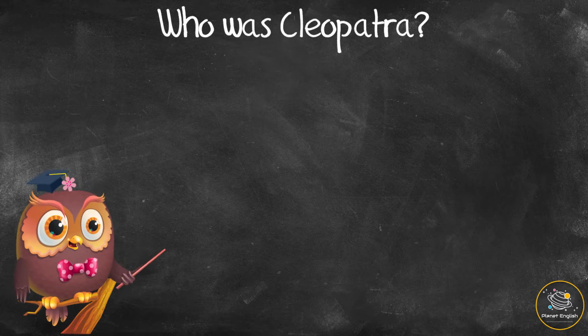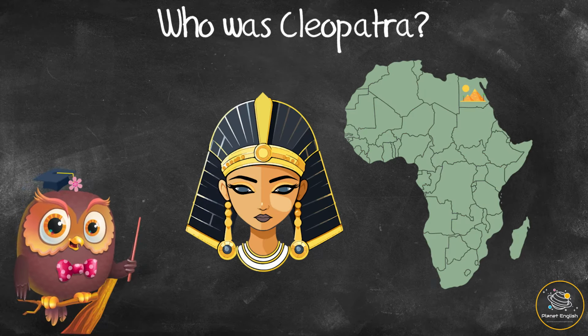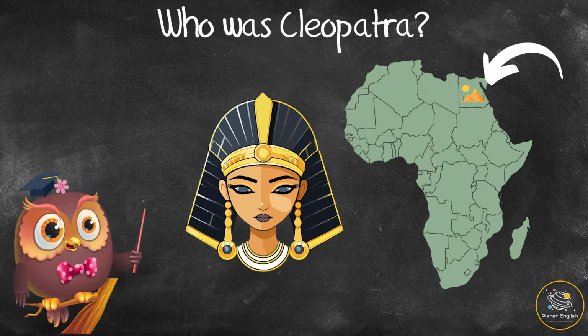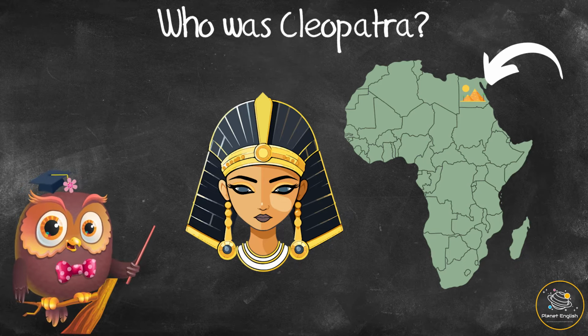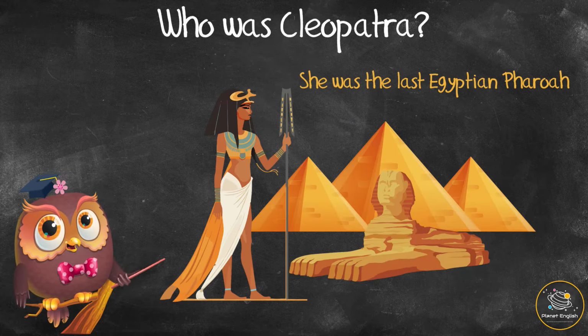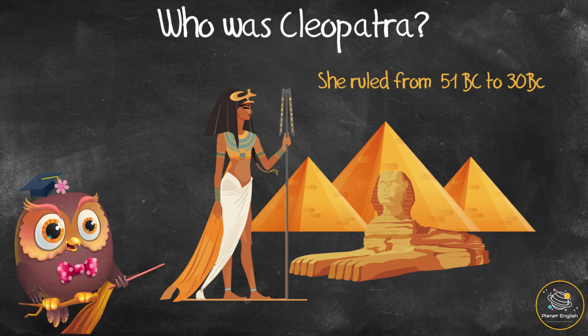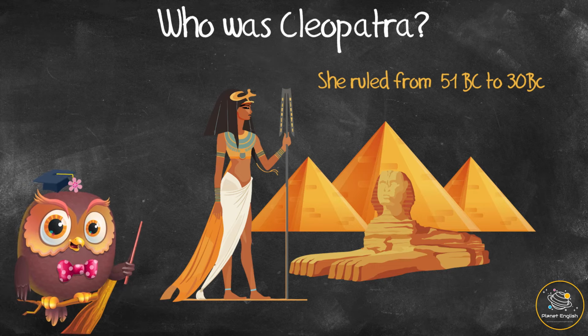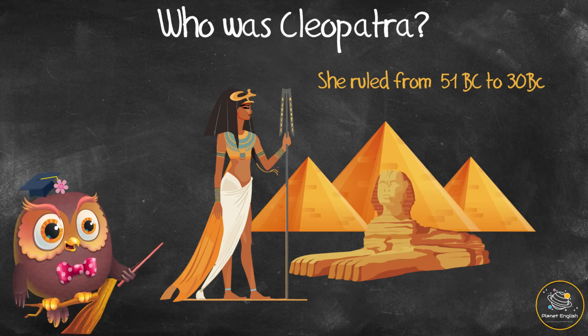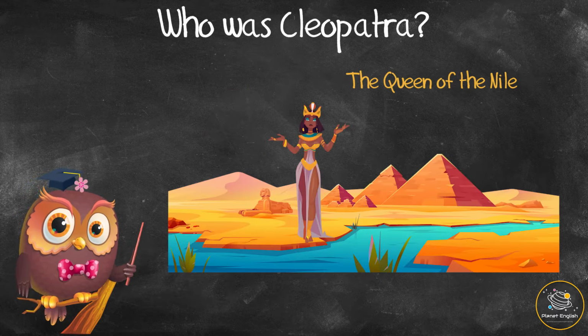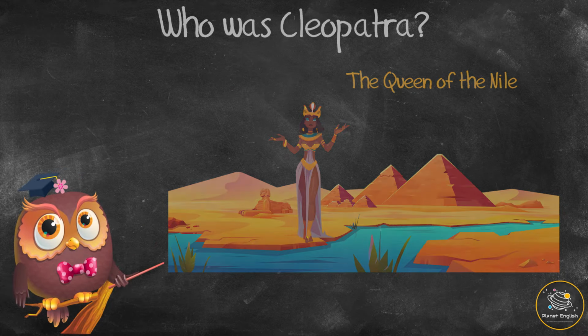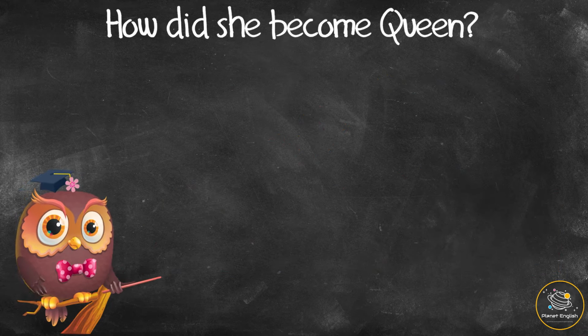Who was Cleopatra? Cleopatra was a queen of ancient Egypt and one of the most famous queens of all time. She was the last active pharaoh, or ruler, of the ancient Egyptian empire and ruled for 21 years, from 51 BC until her death in 30 BC. She was known as the Queen of the Nile. How did she become queen?